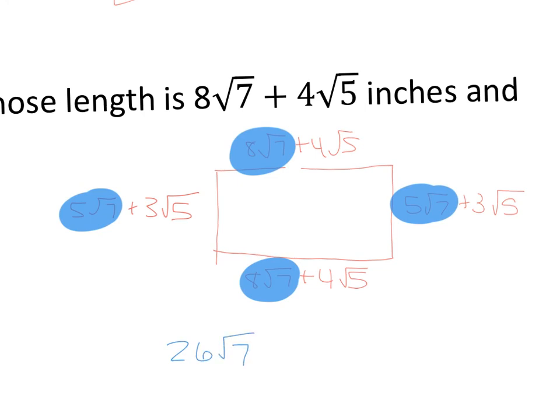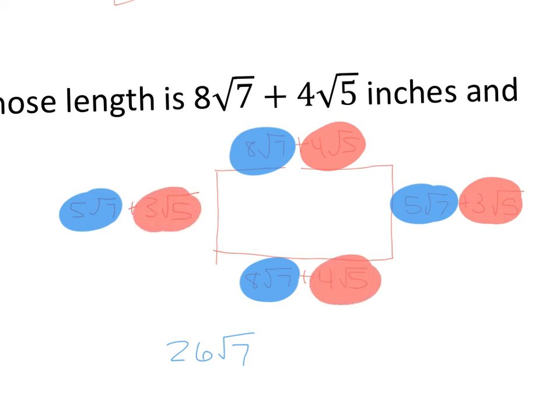Okay, and then I'm going to go to the next one, put together all of my root 5s. Okay, so 4 plus 3 is 7. 7 and 7 is 14. So I have plus 14 root 5. And again, I can't add these up because the square roots are different. So this right here is my final answer.